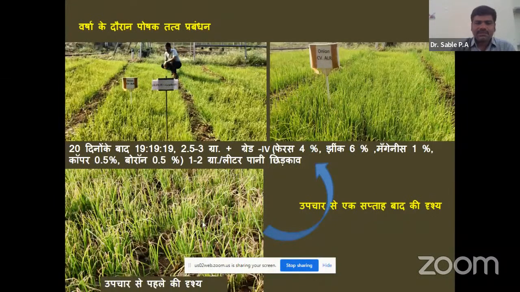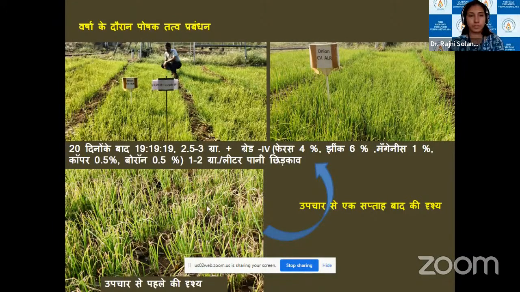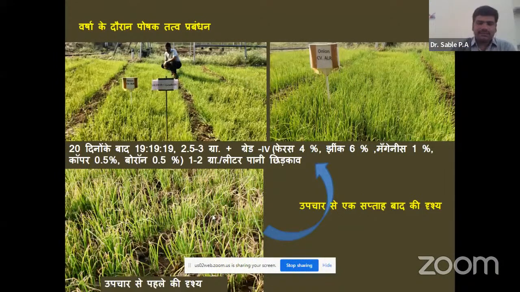these photographs. Is the slide visible? Yes, sir, it's visible. Okay, so here we can see the nursery infected by pests and diseases. Now, this is the view just before the control measure of the above photo, just a week before.